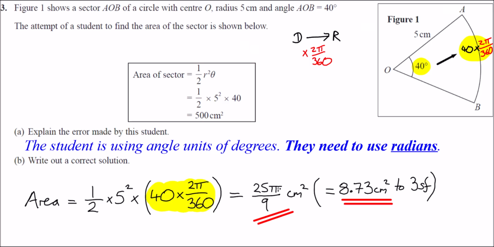In exact form, you'd get 25 pi over 9, which is absolutely fine. Or if you want to give a decimal approximation, you should get 8.73 cm squared, correct to 3 significant figures. So the key thing here is to not be using degrees, but to convert from degrees to radians by multiplying by this conversion factor, times by 2 pi all over 360.